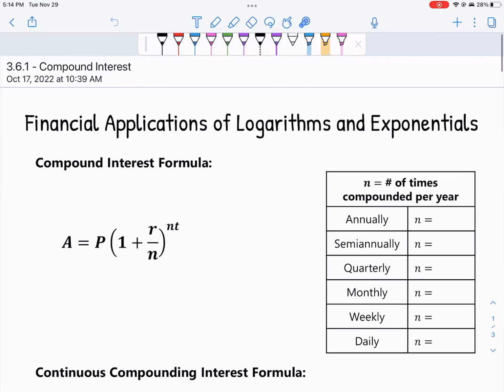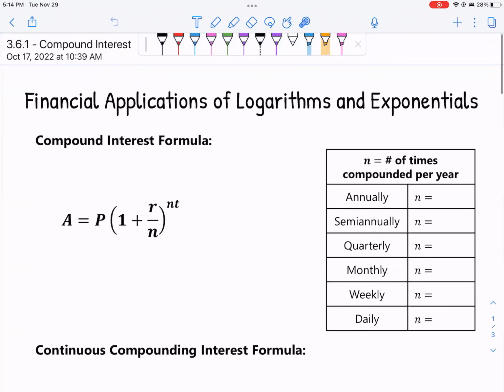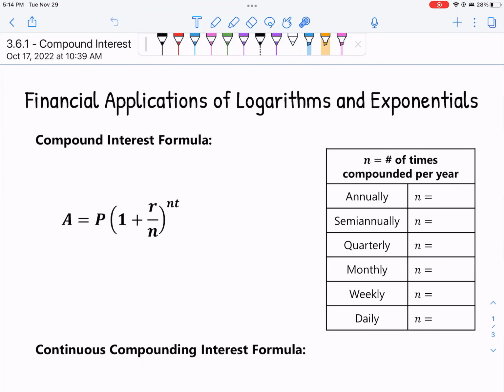All right, compound interest, i.e. financial applications of logarithms and exponentials. As we get into this application section, there are three big categories of applications of logarithms and exponentials. That's not to say that there aren't other categories. I would just say in general, there are three big ones.